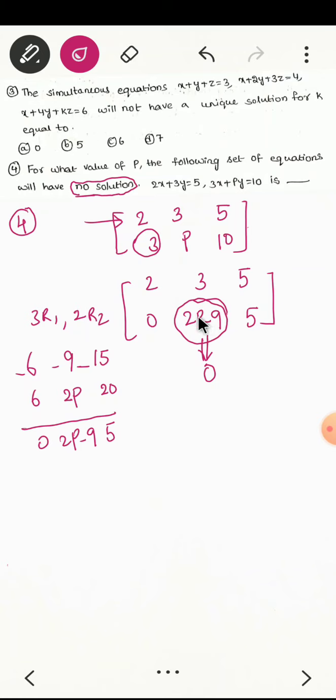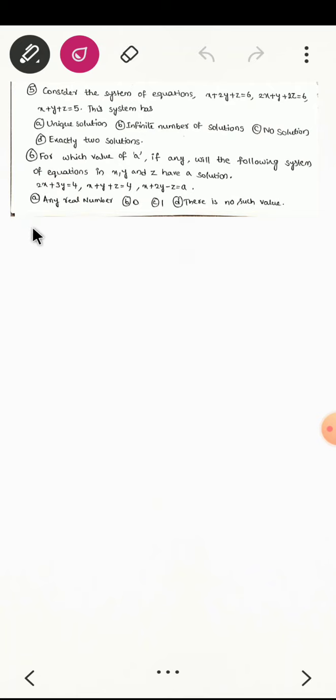So definitely we should keep 0 here. That means 2p minus 9 equals 0. That means 2p equals 9, p equals 4.5. So p equals 4.5 is the correct solution for the given problem. Let us solve problem number 5.